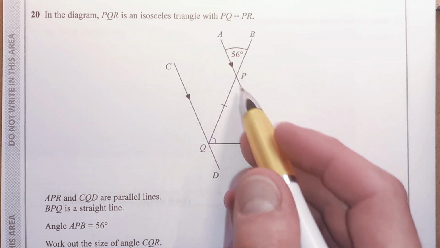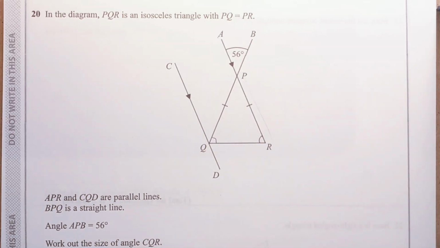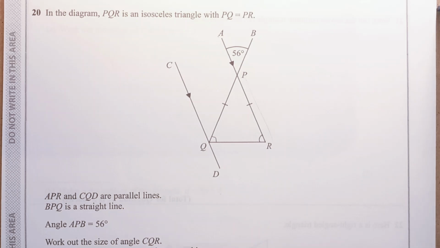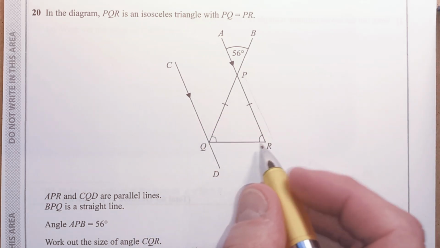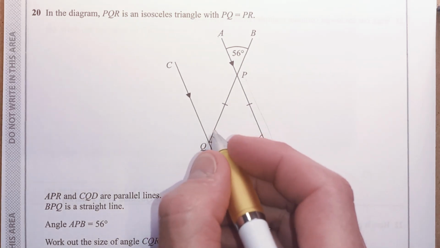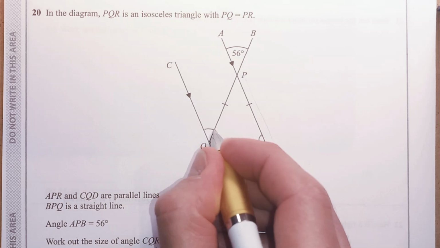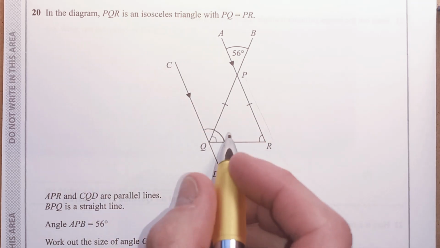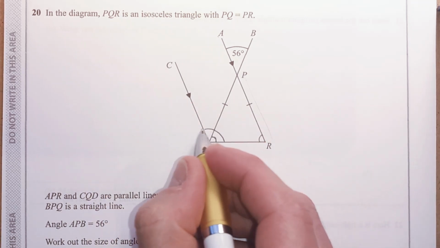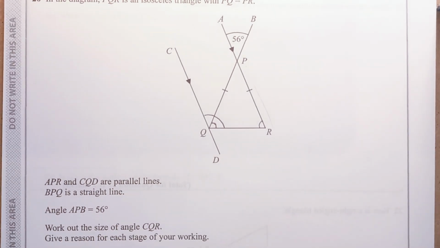Angle APB is 56 degrees. And they want us to work out the size of angle CQR. So that's this full angle here. Okay, so I was just pointing out that little one. They want this full one here. And give a reason for each stage of your working. Now this is worth 5 marks.